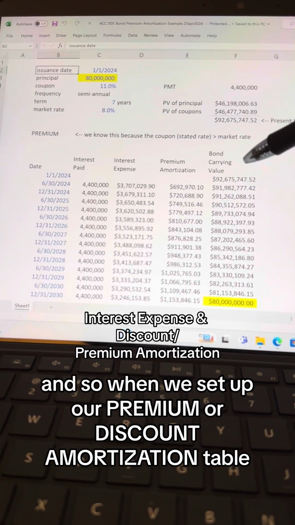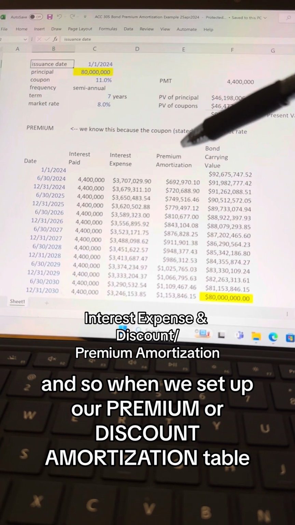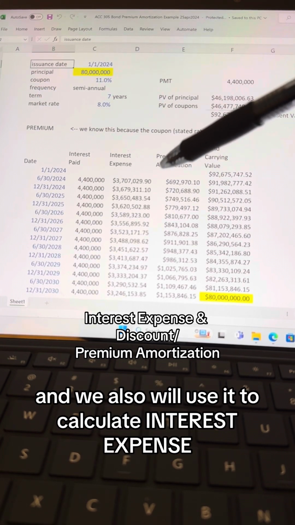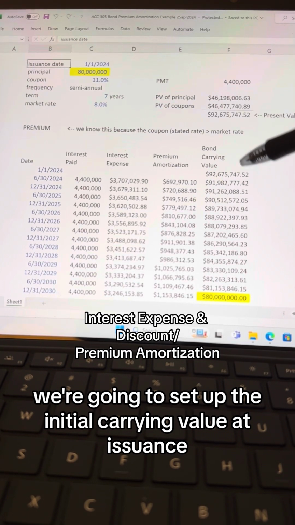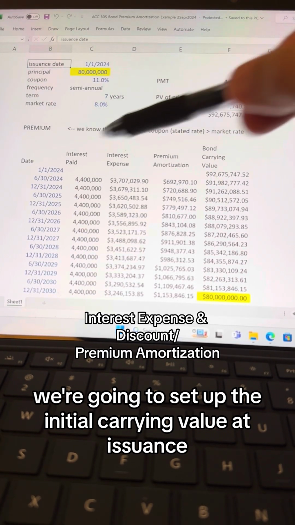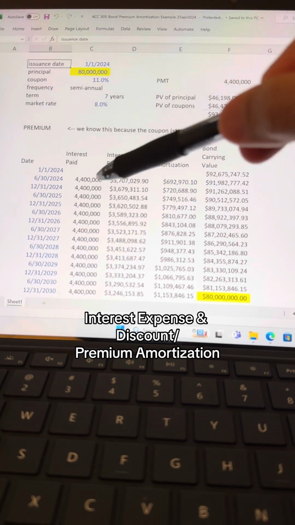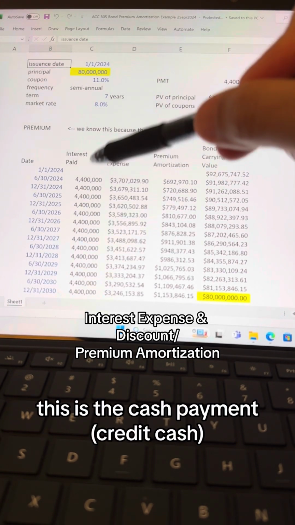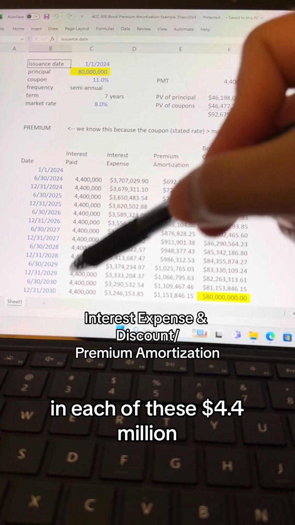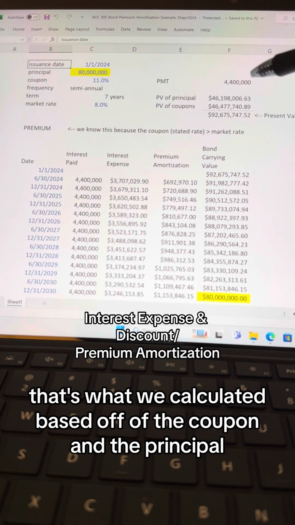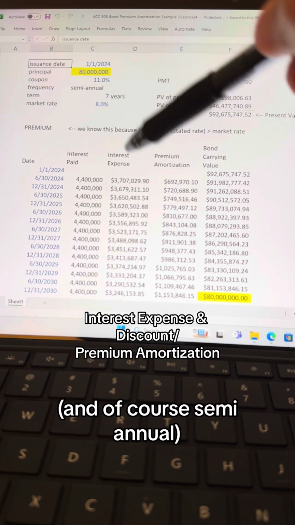And so when we set up our premium or discount amortization table, and we also will use it to calculate interest expense, we're going to set up the initial carrying value at issuance of the complete present value. And then the interest paid, this is the cash payment, credit cash in each of these, 4.4 million. That's what we calculated based off of the coupon and the principal, and of course semi-annual.